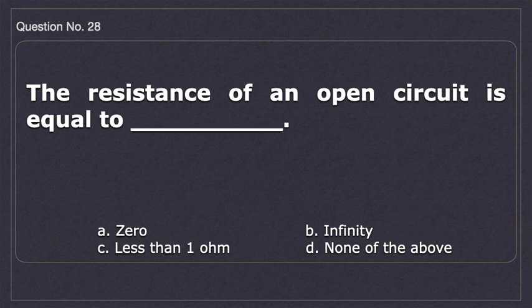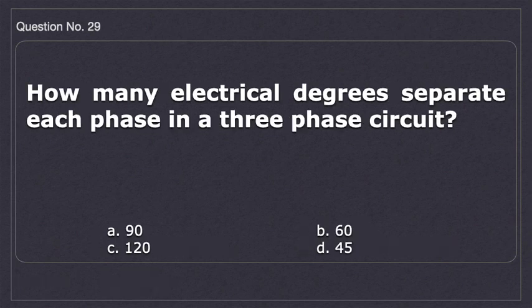Question number 28. The resistance of an open circuit is equal to blank. A. 0. B. Infinity. C. Less than 1 ohm. D. None of the above. Answer, B. Infinity. Question number 29. How many electrical degrees separate each phase in a three-phase circuit?